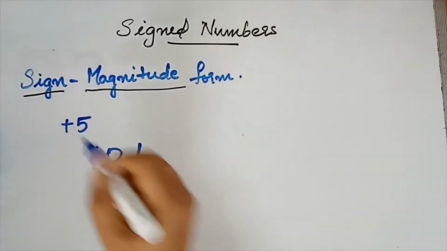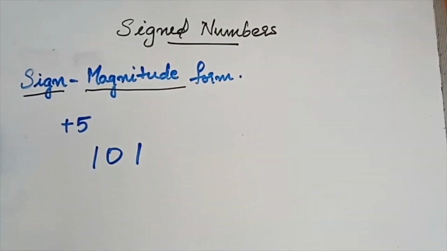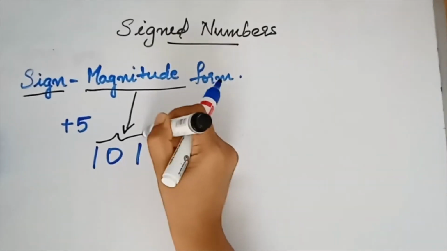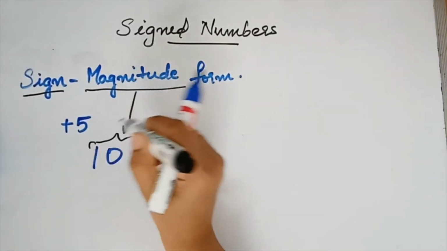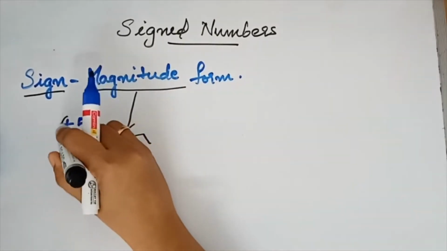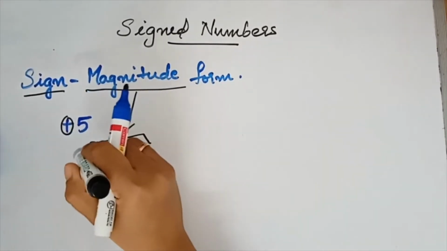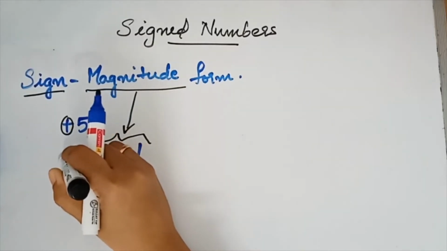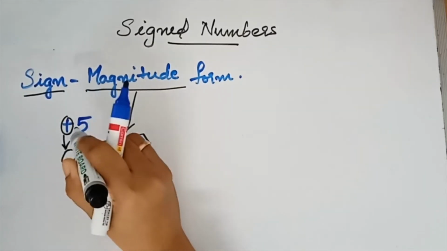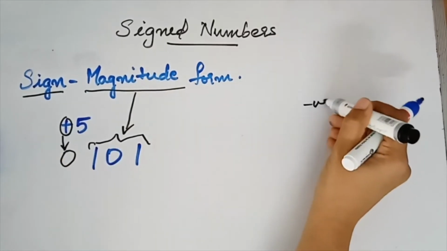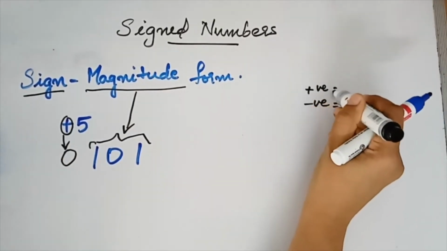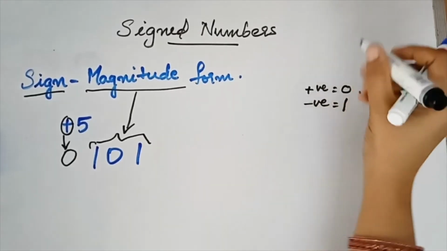So you also need the sign. This is just the magnitude. So you need the sign. For the sign, you put a 0 here if it is positive, and if it is negative, you put a 1. Positive, 0.